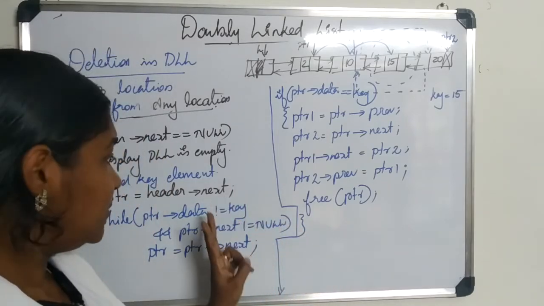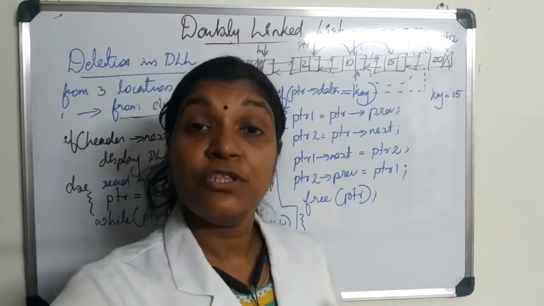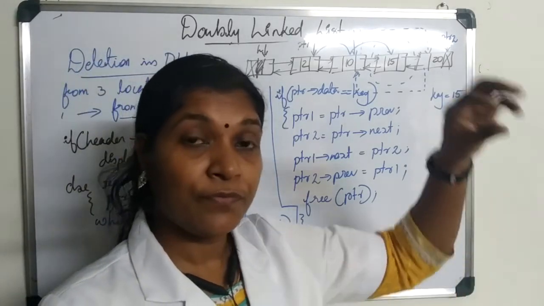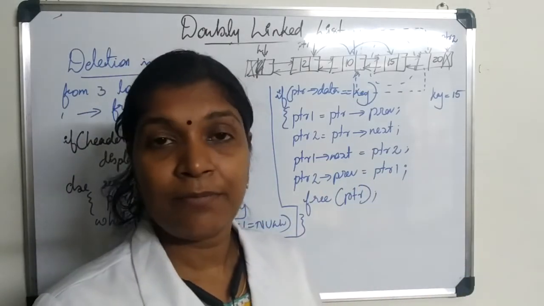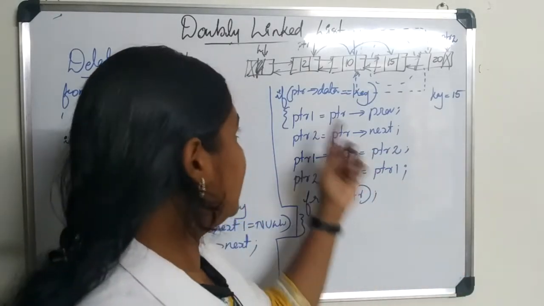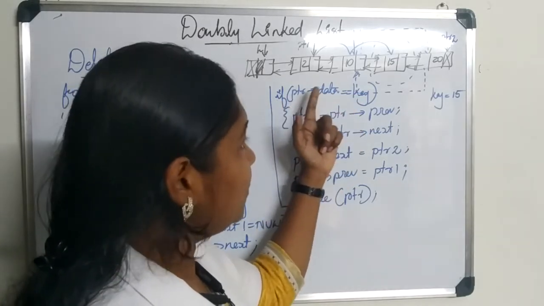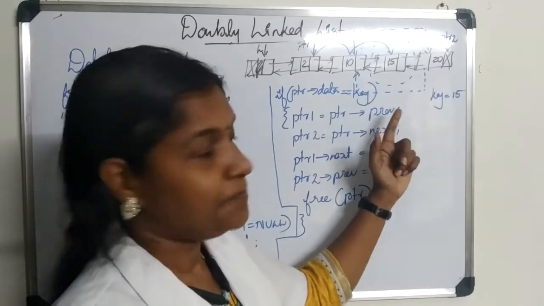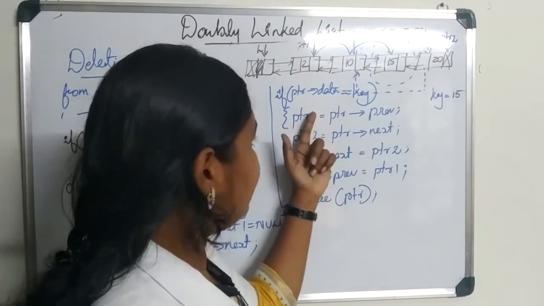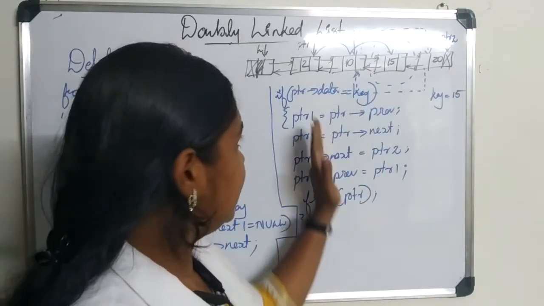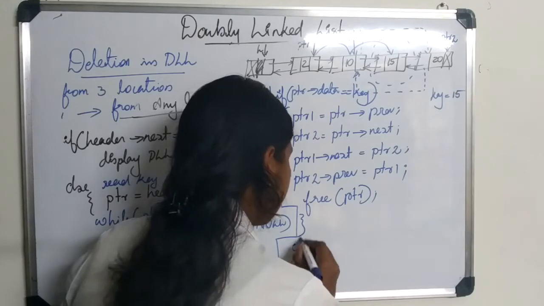After coming out of the loop, we don't know by breaking which condition we have come out. So first we need to confirm whether we came out by finding the key element or without finding it. So I'm providing the condition: if PTR dot data is equal to key, then we confirm the key element is found, and we proceed with this case. Then the if statement is closed, then else.